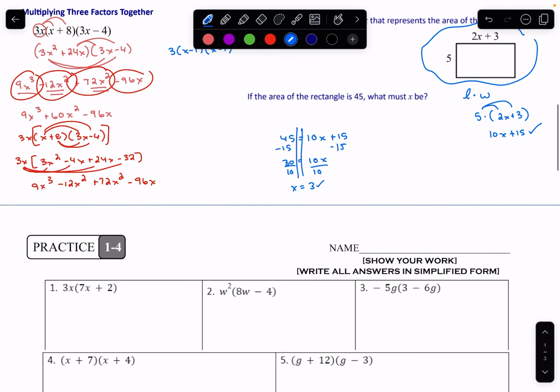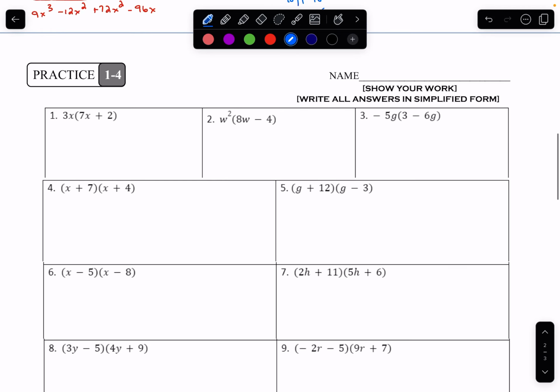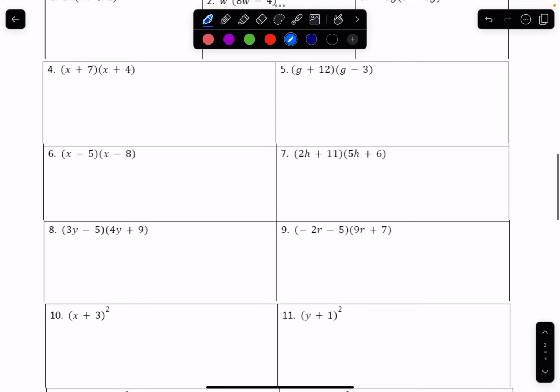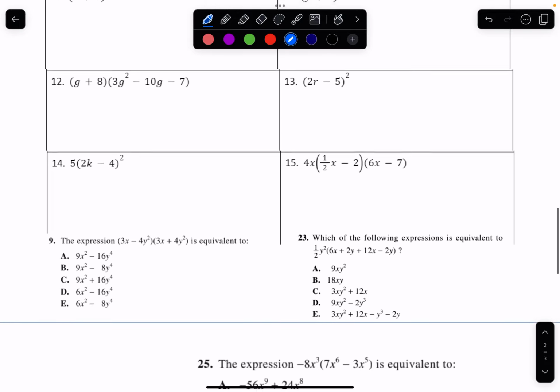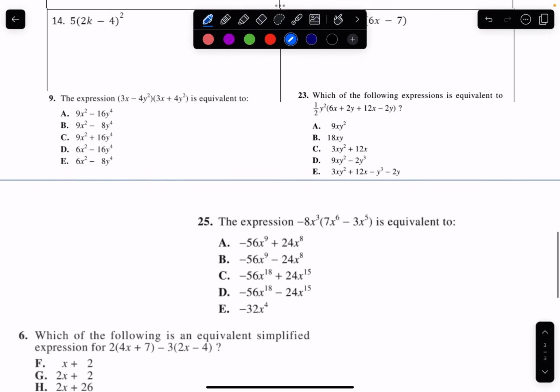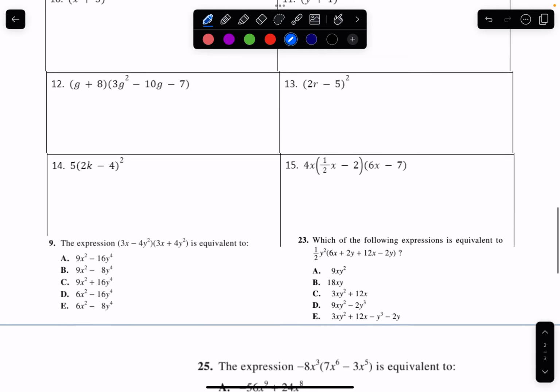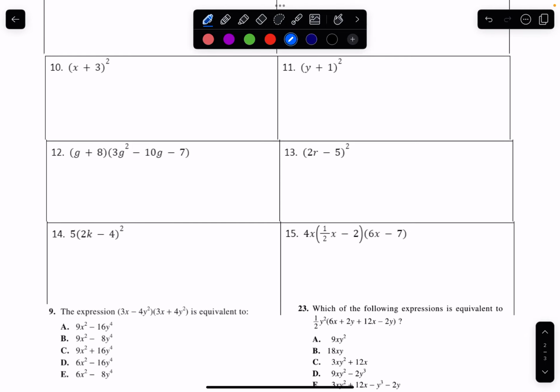Okay, you've got some homework problems. If you need more room, then use another piece of paper. Take pictures of your work when you are done, and make sure you submit on Canvas.